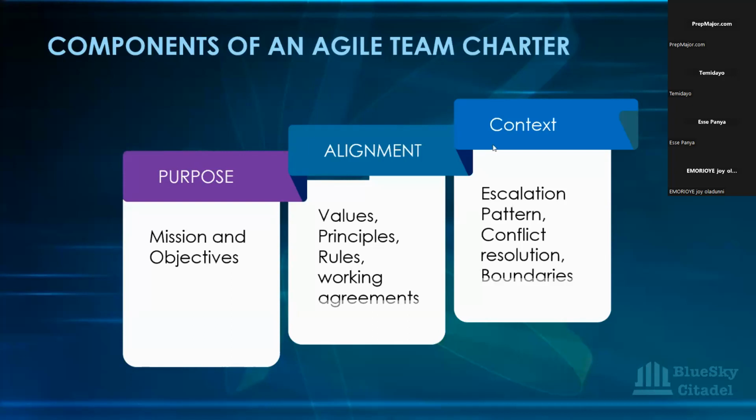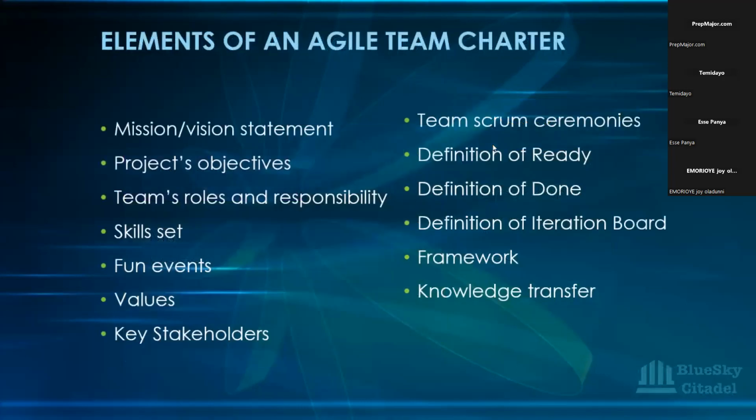And for alignment, it talks about values, principles, ground rules, house rules, working agreement, like the sprint ceremonies, the sprint length, the iteration type, definition of ready, definition of done, the iteration board, and what type of framework we want to use. And context is to decide the boundaries of the team, create resolution techniques, and our communication pattern.